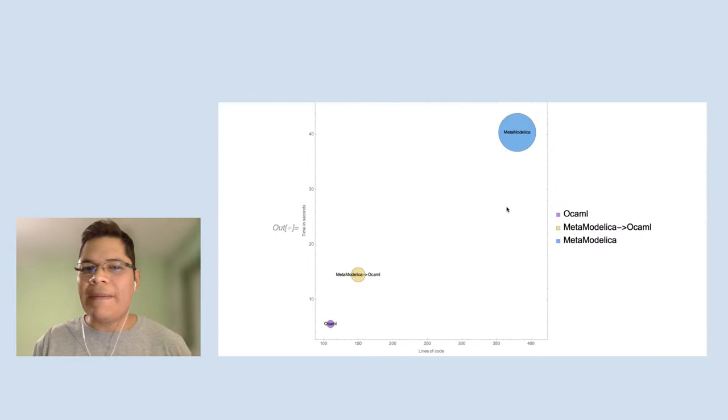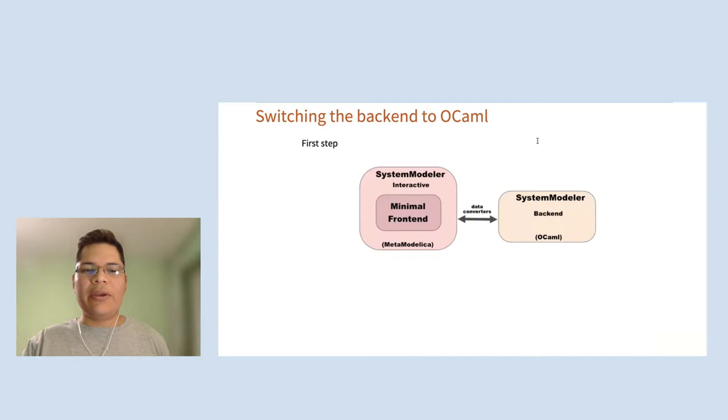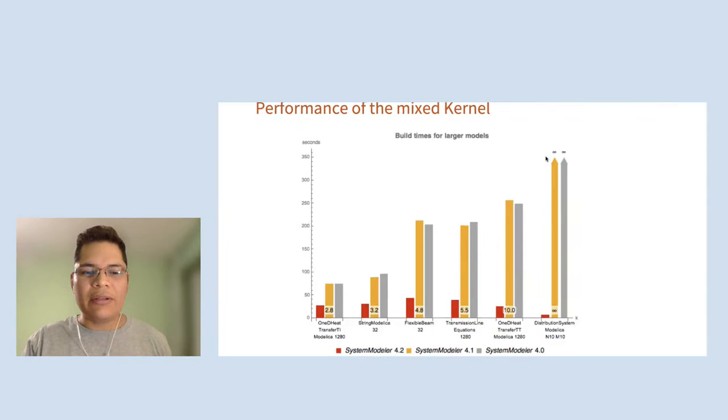And this is how we implemented it. We had the System Modeler kernel running the original MetaModelica frontend, and we had the OCaml code as a slave: we send the data and we just fetch back the data. And this is the result that we got.